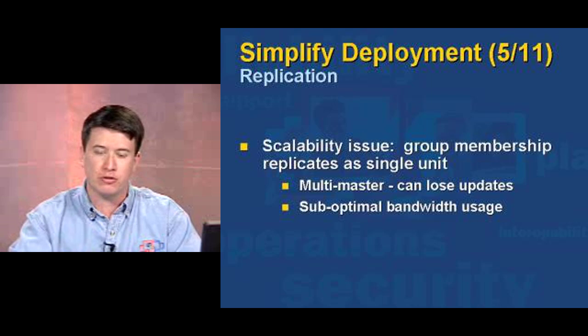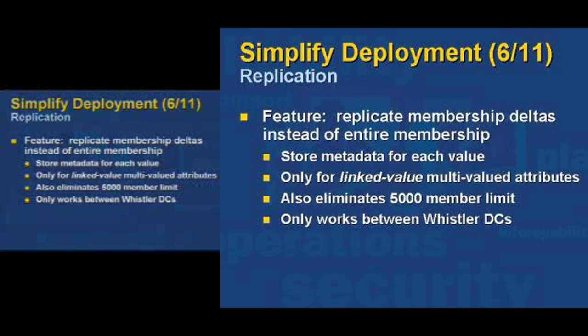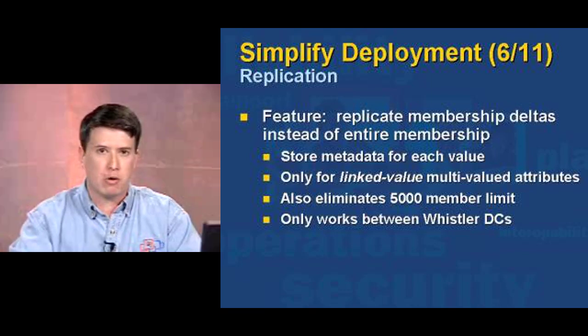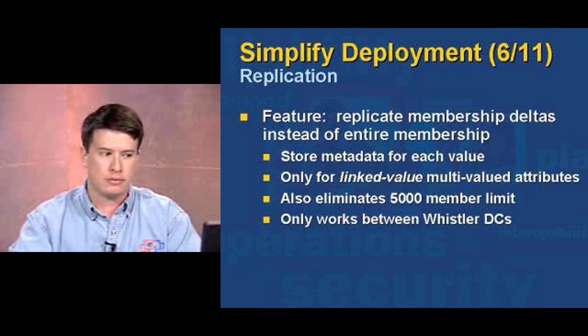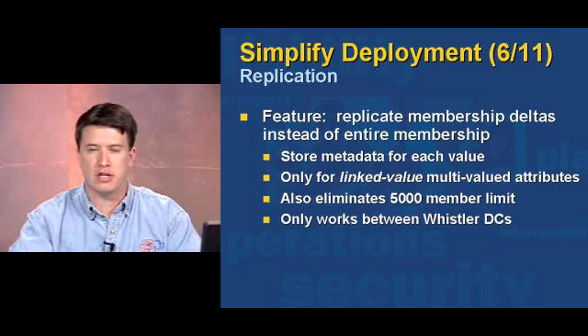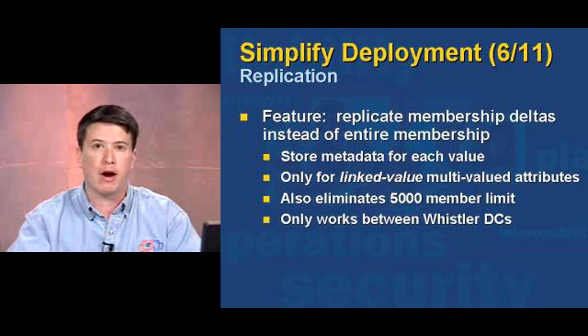What are we doing about this? Well, in Whistler, we're introducing a feature that the engineers call linked value replication, but I call it replicate group membership deltas instead of replicating the entire group membership. We're going to store replication metadata for each value in the group membership. Now, it's important to note that this only applies to linked value type attributes. It doesn't apply to all multi-valued attributes, so only ones that provide linked references from one object to another.